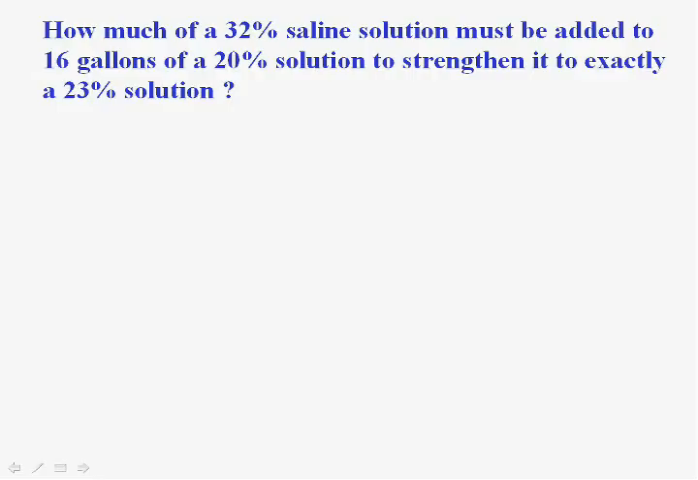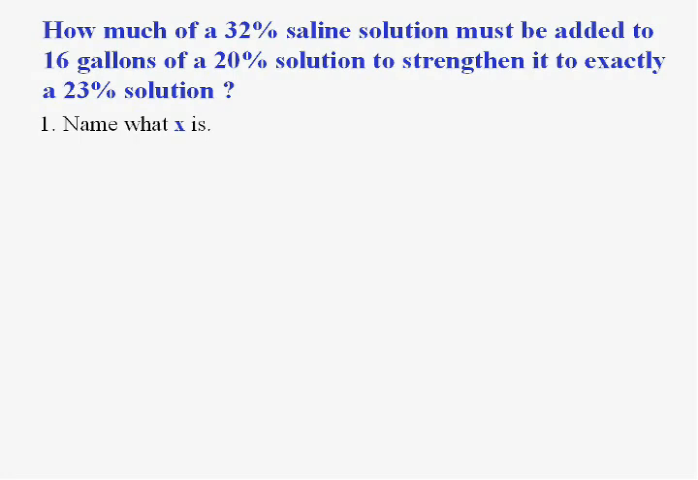Before we allow you to start mixing something that's perhaps medicinal to people or poisonous to weeds, let's mix something that's harmless: a salt or saline solution. Our question here is, how much of a 32% strength saline solution must be added to 16 gallons of a 20% strength solution to strengthen it to exactly a 23% solution? Apparently that's the magic number we need for this mixture.